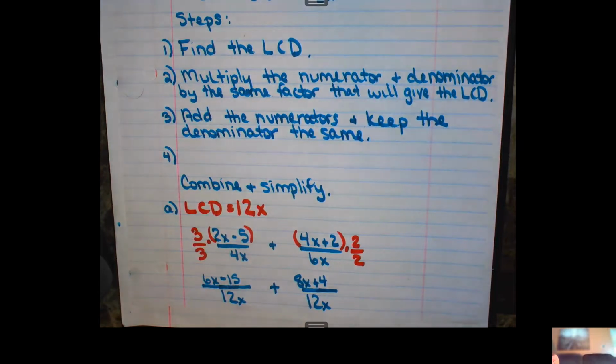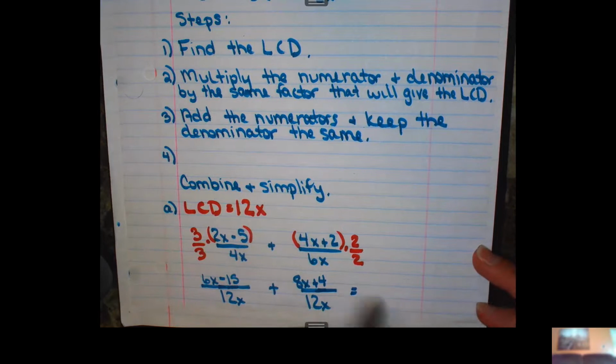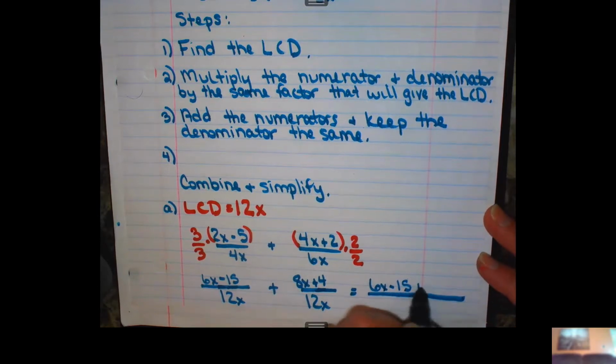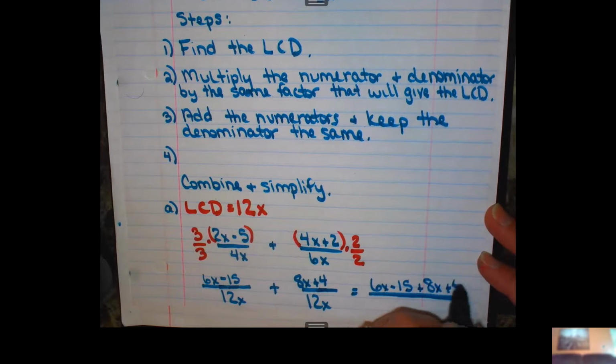So what I'm going to do is an extra step here. I'm going to rewrite my fraction and I'm going to add all of these together. So I have 6x minus 15. I'm not going to combine yet. Then we have plus 8x plus 4. And all of that is going to be over 12x.